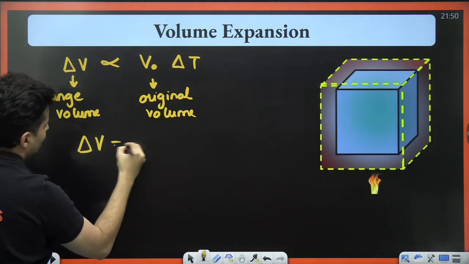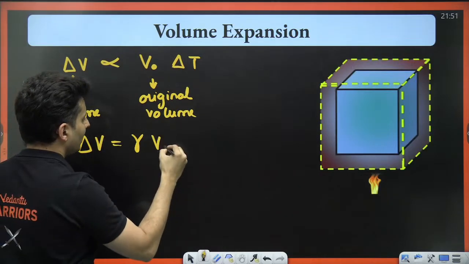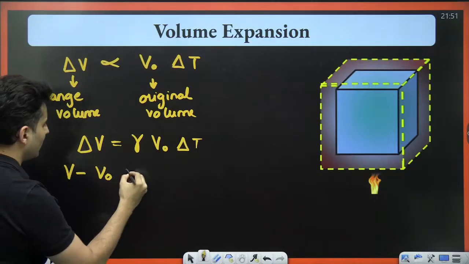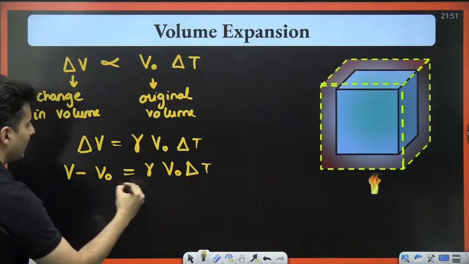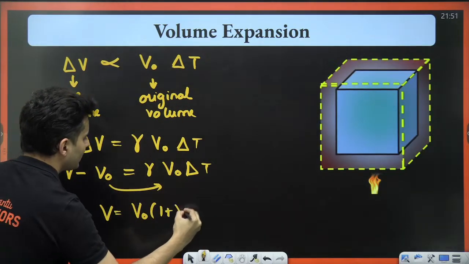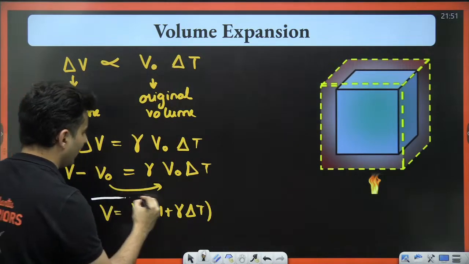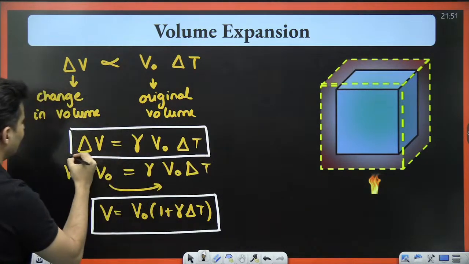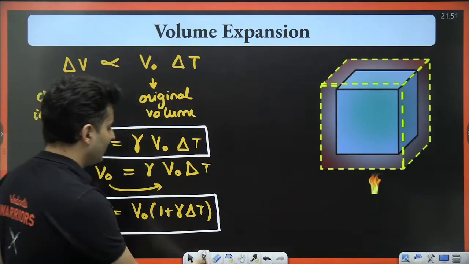That constant of proportionality I don't like, so I'll replace it with a new constant called gamma: V naught delta T. Change in volume is final volume minus original volume, equal to gamma V naught delta T. Taking V naught on this side, I will get V naught common, 1 plus gamma delta T. It's like I'm rewriting the same slide again and again, right? 3 times I'm writing the same thing, only instead of length it is area or volume. So you can use this formula or this formula, it's one and the same thing.